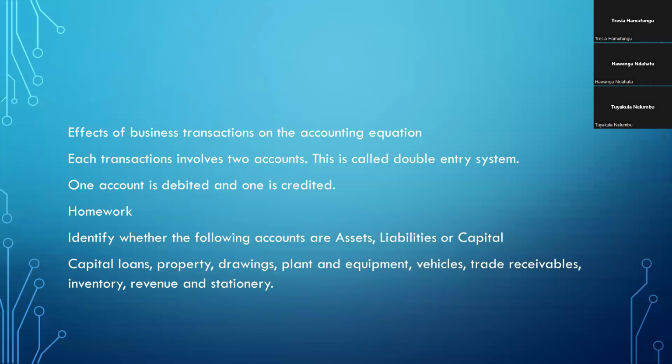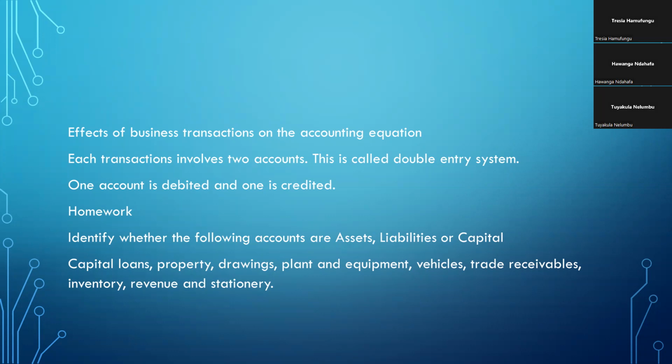Effects of business transactions on the accounting equation. Each transaction involves two accounts. This is called the double entry system. One account is to be debited and the other one to be credited. We come to the end of this class.